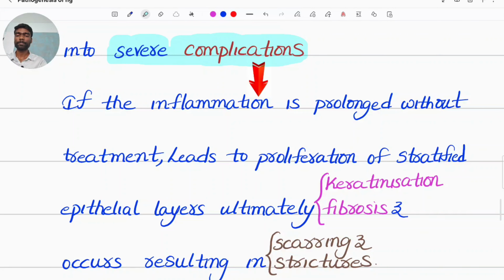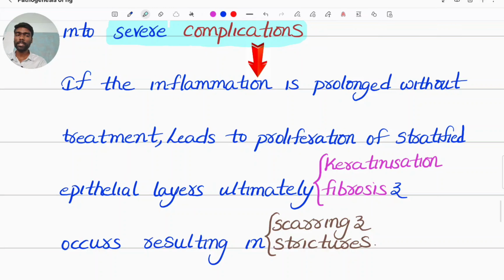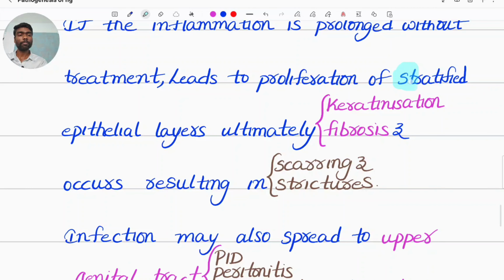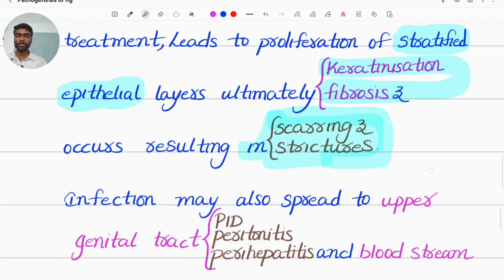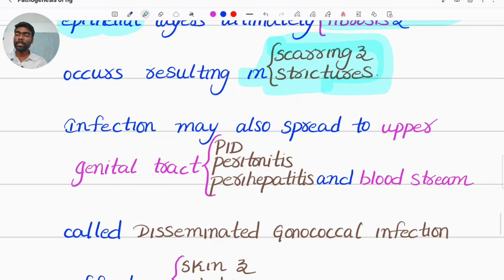Mainly in females, if the inflammation is prolonged without treatment, it will lead to proliferation of epithelial cells in the form of stratified epithelial layers. Ultimately, keratinization and fibrosis occur, resulting in scarring and strictures, which are local complications. It may then further lead to infertility. Infection may also spread to the upper genital tract. This is called ascending spread of infection.